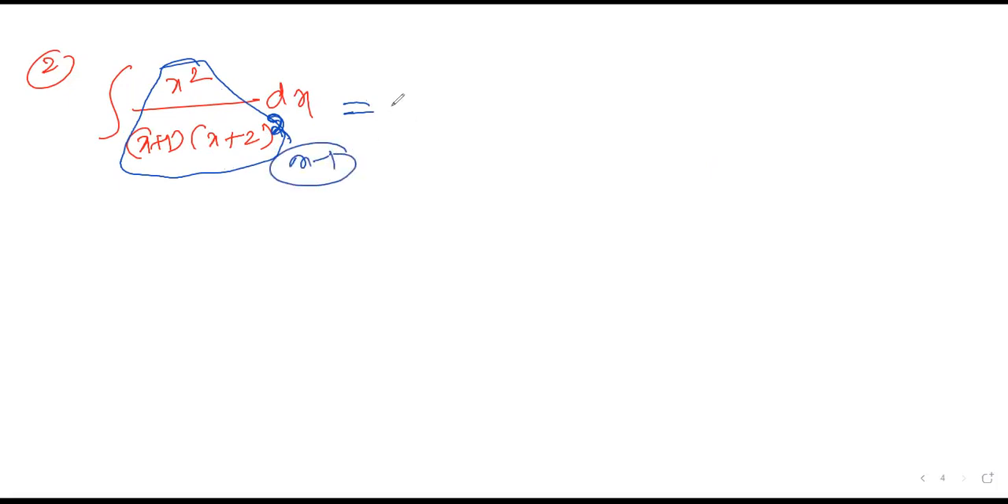Okay, so how can I split? Because it is x plus 1 into x plus 2 whole square, the x square into x cube. The numerator is less than the denominator. Yes. Automatically, if there is no square, it goes for method 2. If a square is there, it comes under method 3. So how to split this? Please tell me that.